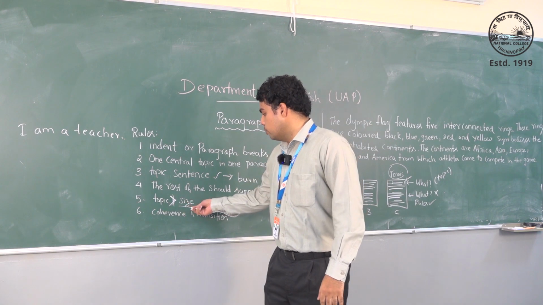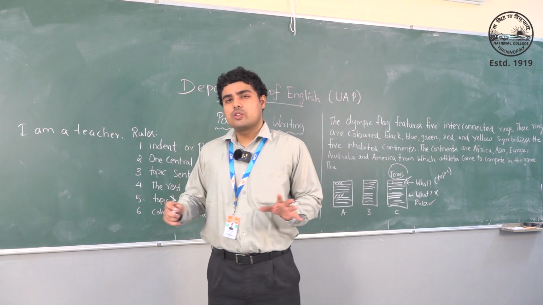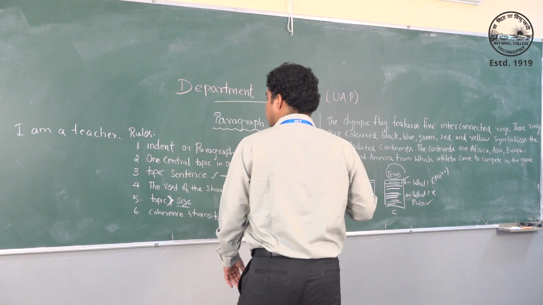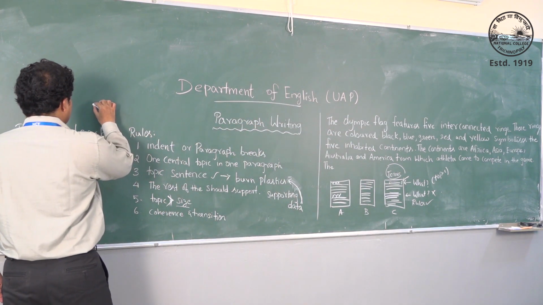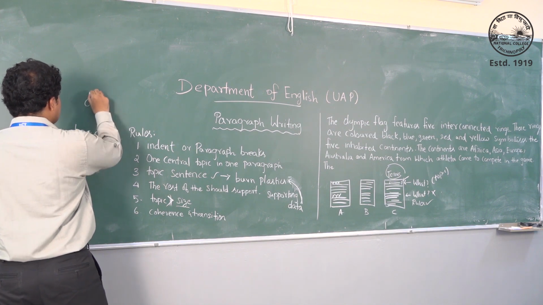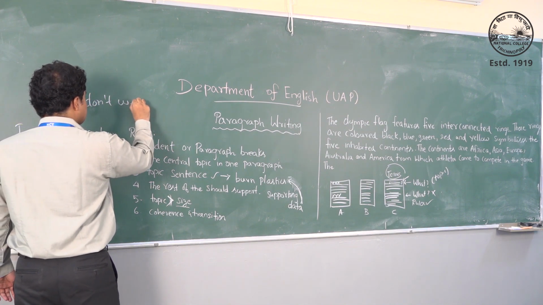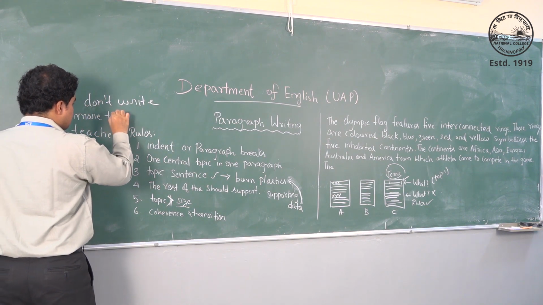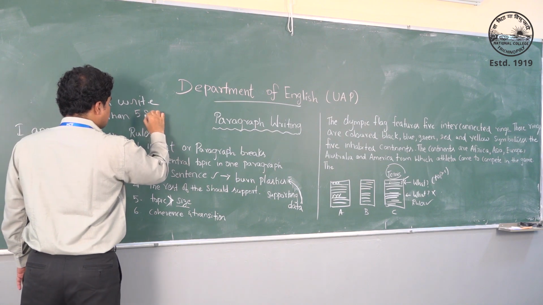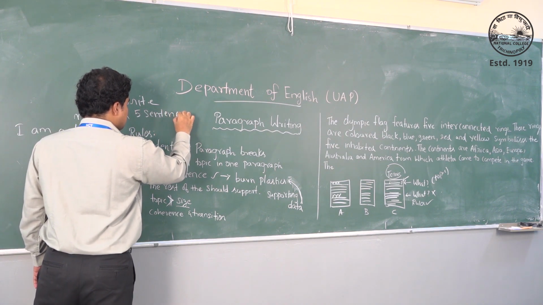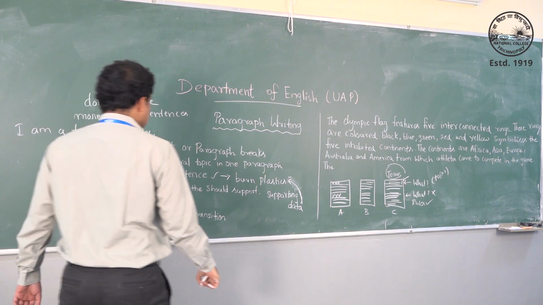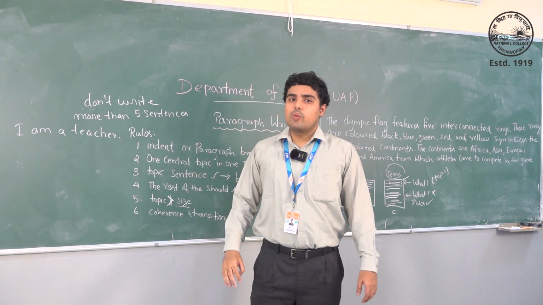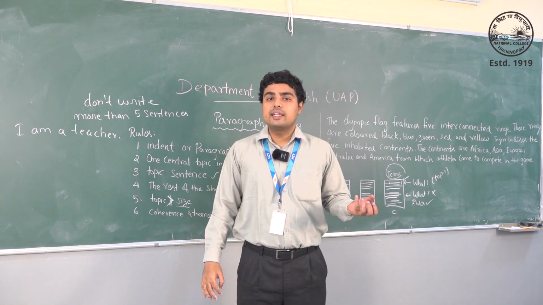So, what should they do? What is actually the size of a paragraph? The size of the paragraph is, you should not write more than 5 sentences. If that is the upper limit, what is the lower limit? The lower limit is 3 sentences.